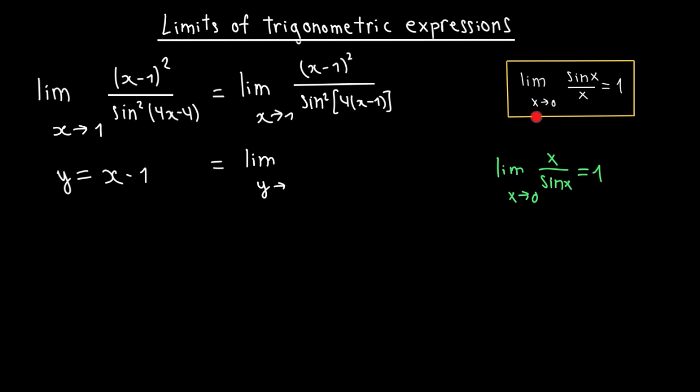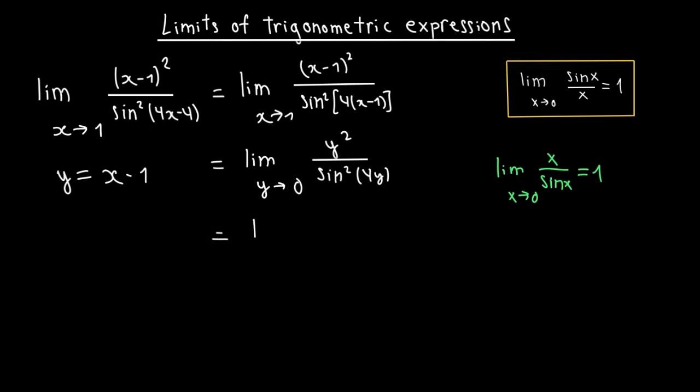And that is what we need to use this limit over here because we want something that tends towards 0. And that is what we have. We have y tending towards 0. And so we have y squared divided by sine squared of 4y. Now, just like in the previous method, we need a 4y on the top to use this limit over here, or this one in this case.